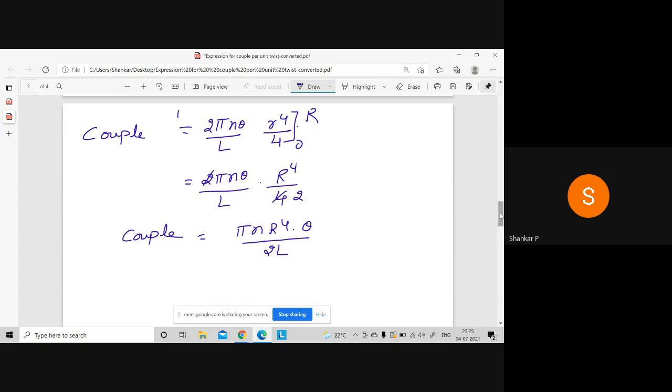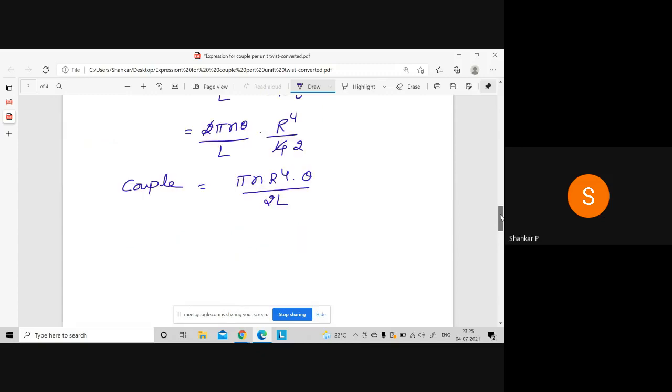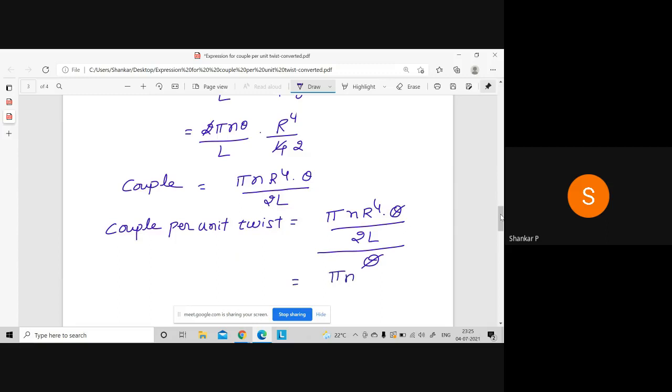So hence the couple per unit twist, that is the couple required to twist the cylinder by 1 degree, is obtained by dividing the above equation by theta: pi n R power 4 into theta divided by 2L by theta. The theta and theta cancel. So hence the couple per unit twist will be pi n R power 4 by 2L. So this is the expression for couple per unit twist.